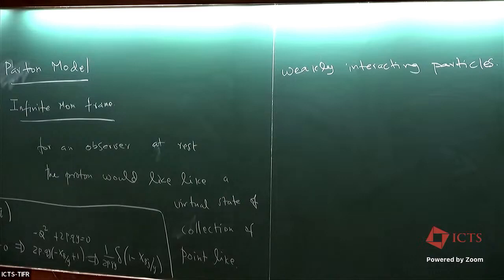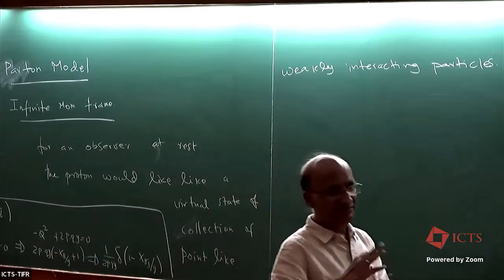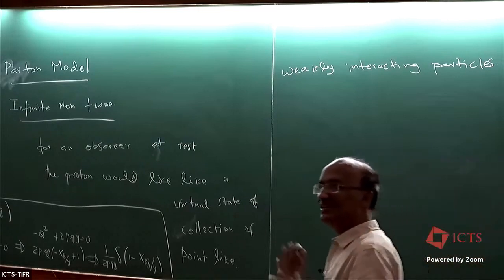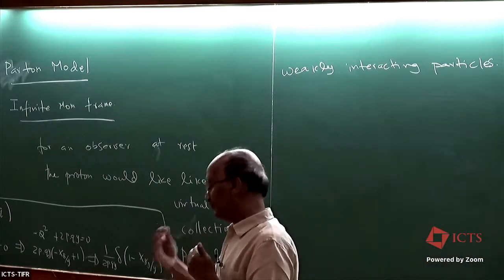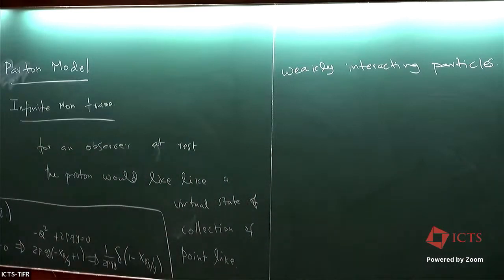So this picture that Feynman and Abhay proposed is not very far from our imagination, because this is what relativity also tells you: that in the infinite momentum frame you can think of the proton as a collection of point-like, weakly interacting objects, and the scattering can be thought of as independent scatterings because the time scales are different.